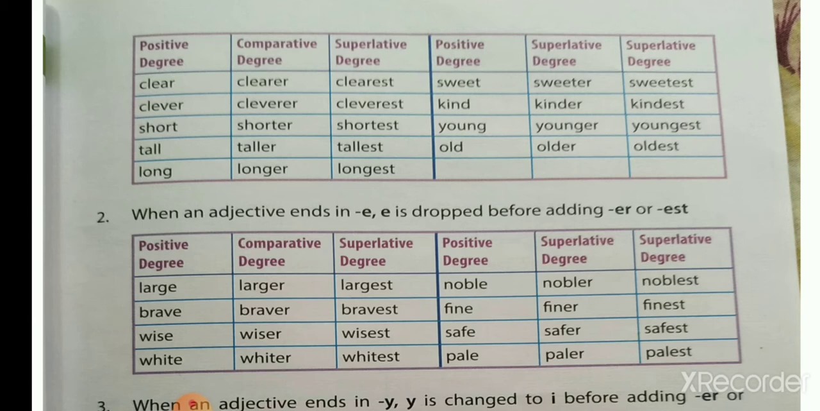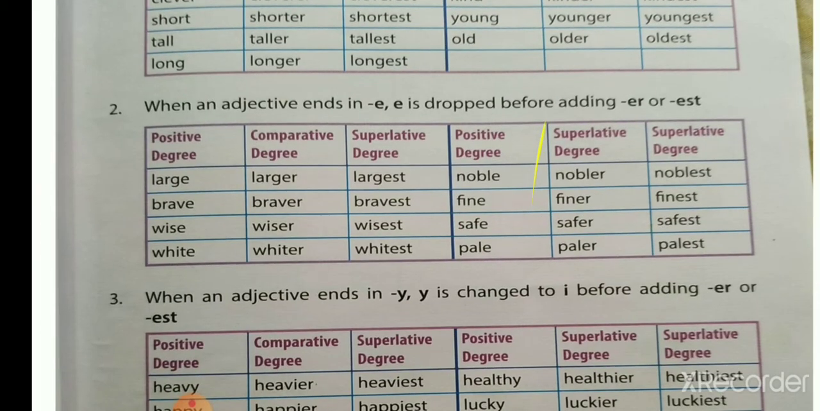Look here. Positive degree clear, clearer, clearest. Clever, cleverer, cleverest. Short, shorter, shortest. Tall, taller, tallest. Long, longer, longest. Sweet, sweeter, sweetest. Kind, kinder, kindest. Young, younger, youngest. Old, older, oldest.